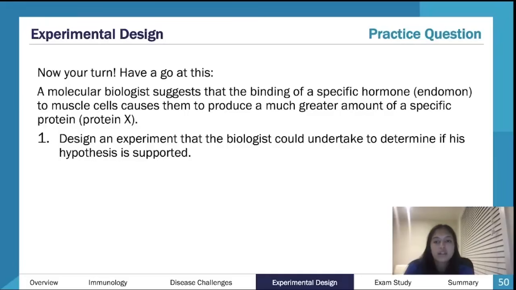Okay, maybe I'll leave you to have a go at this just based on the time. But a molecular biologist suggests that the binding of a specific hormone to muscle cells causes them to produce a much greater amount of a specific protein. Design an experiment that the biologist could undertake to determine if his hypothesis is supported. So your independent variable here would be the presence of the hormone. So basically you'd have a specific hormone to muscle cells. So you'd have muscle cells and you would have some exposed to the hormone, some not, and you're measuring how much protein is produced. So dependent variable is the amount of protein X that's produced.